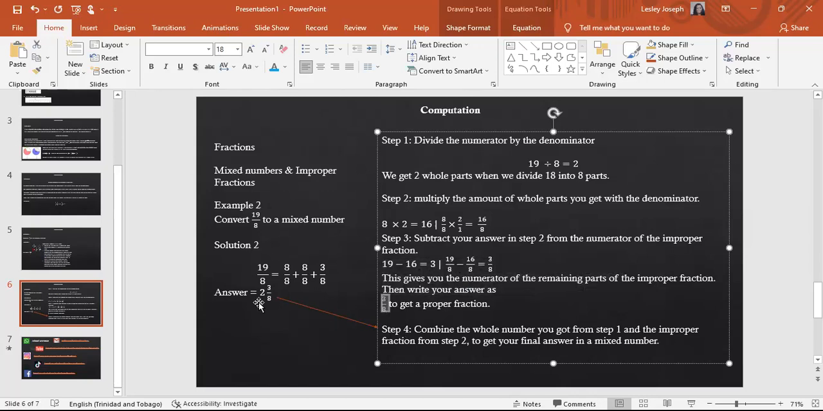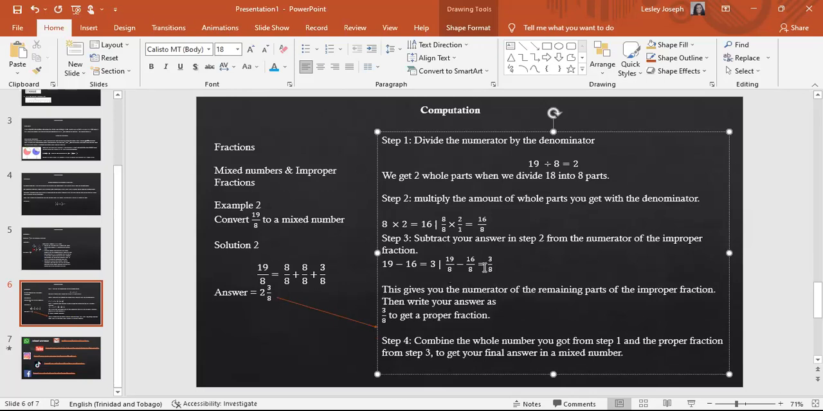What we want to do as our final answer is to combine the whole number you got from step 1, which is 2, and the proper fraction from step 3 to get your final answer as a mixed number, right? So that is how we get 2 and 3/8. Any questions?